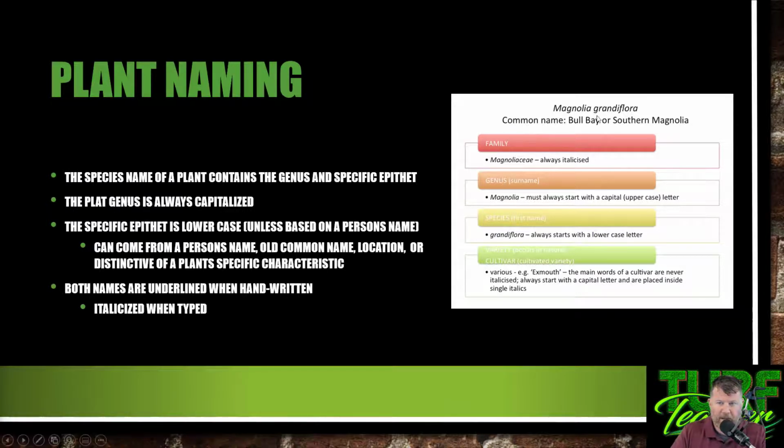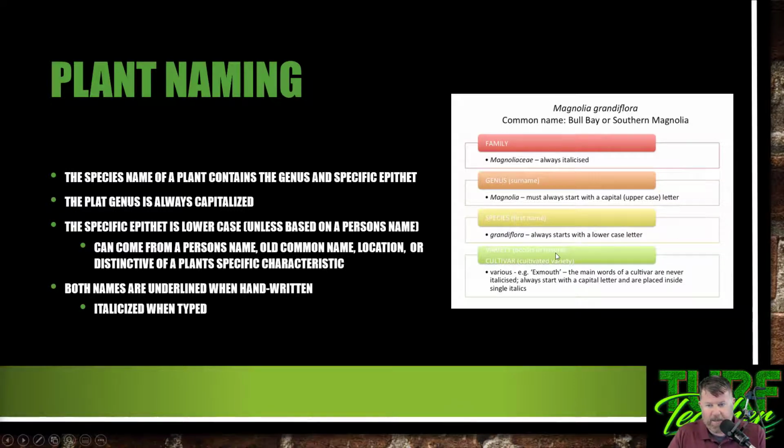And so basically we're looking at the Magnolia grandiflora, common name bull bay or southern magnolia. I'm more familiar with it being called southern magnolia, but the family is the Magnoliaceae, which is always italicized. The genus is the Magnolia, must always start with a capital uppercase letter. And then the species, the first name grandiflora, always starts with a lowercase letter.